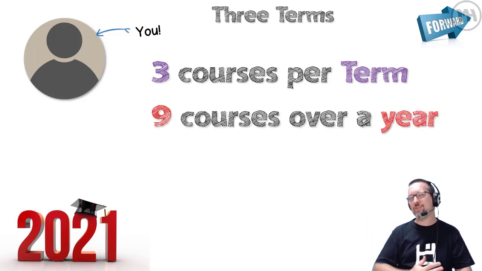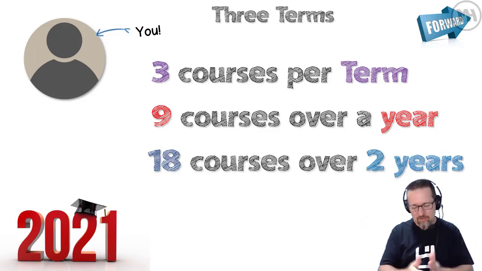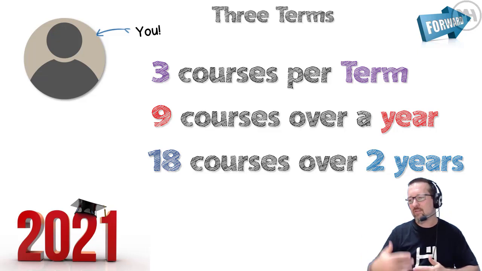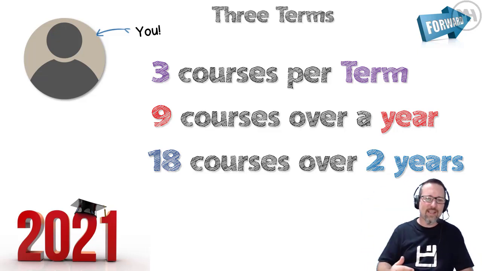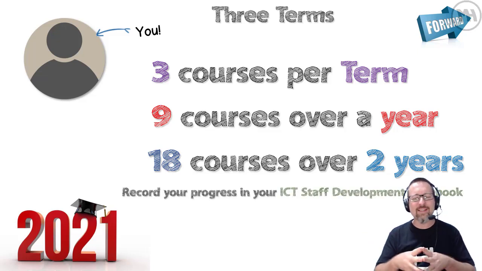That means you get to do 9 courses over a year, and over a 2-year period, you can cover 18 courses. So you can choose out of the 24 that I selected. You can ignore 6 of them if you want. You can do all of them if you want, but you can ignore 6. Just do 18. And you then record your progress in the staff ICT development notebook. I'll get onto that in a minute.